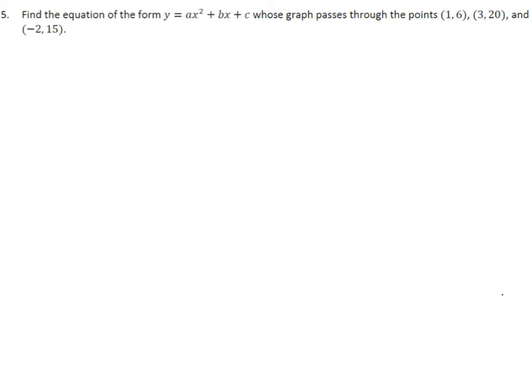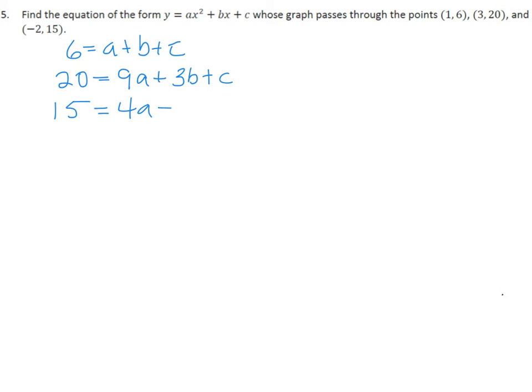So we have 6 is equal to a plus b plus c, and our second equation was 20 is equal to 9a plus 3b plus c, and our third equation was 15 is equal to 4a minus 2b plus c. So just like before, we're going to start eliminating our variables here, and let's eliminate our c by multiplying the second equation by a negative 1 and our third equation by a negative 1.